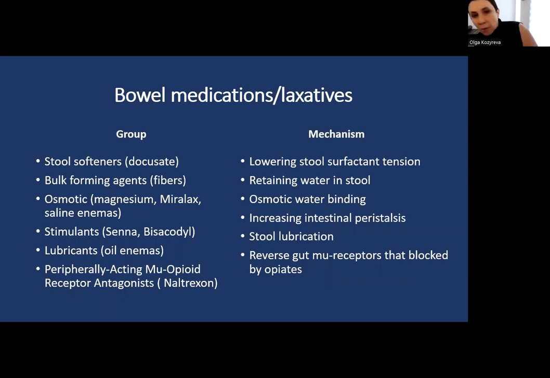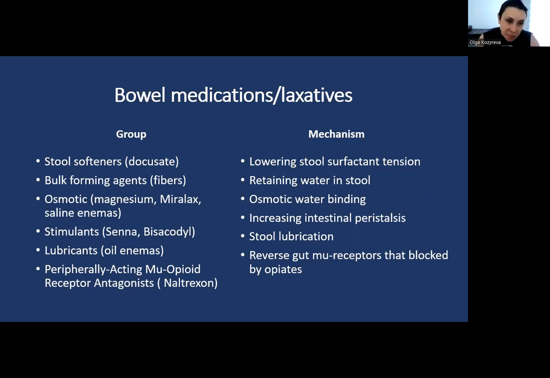So we can talk about bowel medication or laxatives. It sounds very easy, but I always review with my oncology fellow the mechanism of action and when we use a specific medication. We have several groups. We have stool softeners, for example, Colace and docusate. Basically, it's a medication that lowers stool surface tension and makes bowel movement easy because of sliding ability.